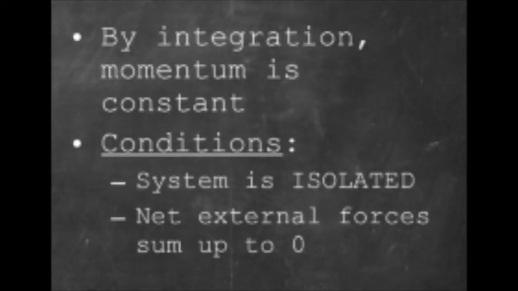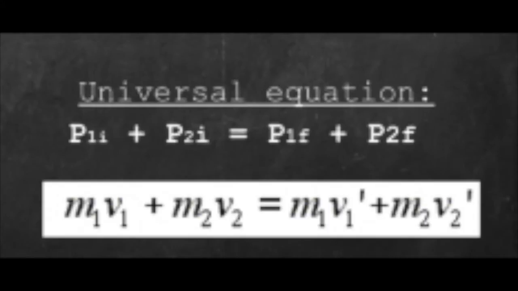And first, the system must be isolated, that's number one. And second, the net external forces must sum up to 0. And so because momentum is conserved, that brings us to our universal equation, that the initial momenta of two objects will be the same as the final momenta of two objects, or m1v1 plus m2v2 is equal to m1v1f plus m2v2f. And that is our concept of conservation of momentum.